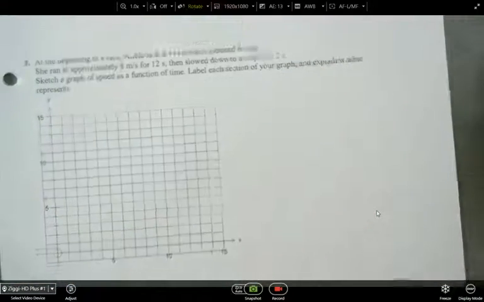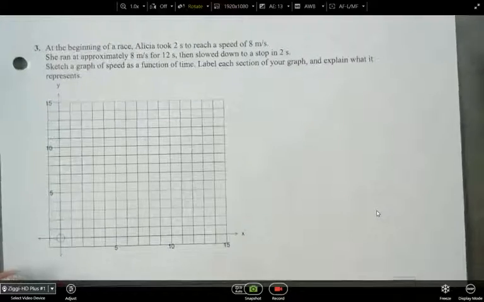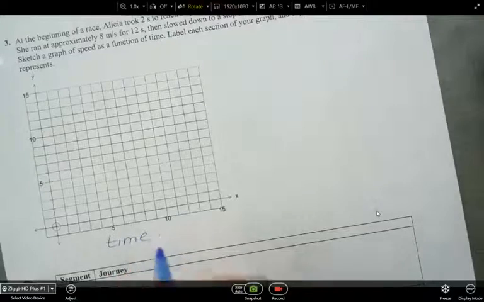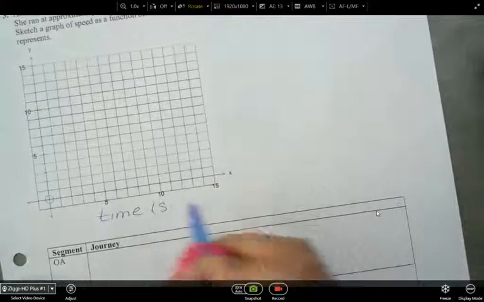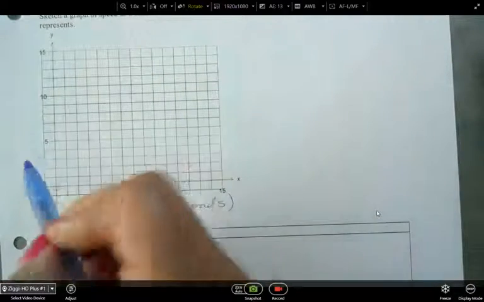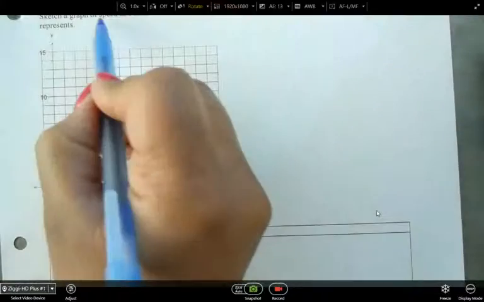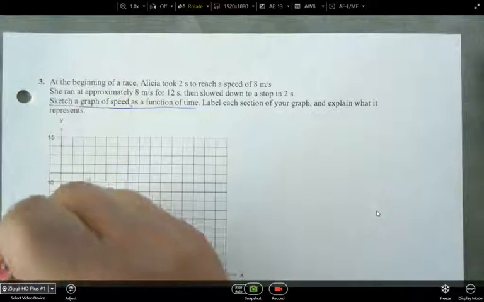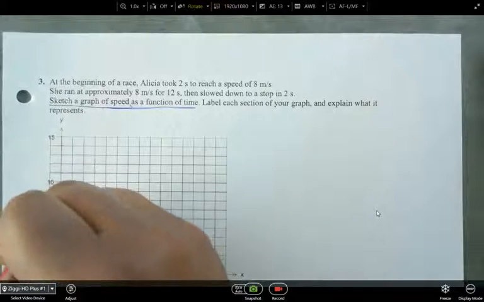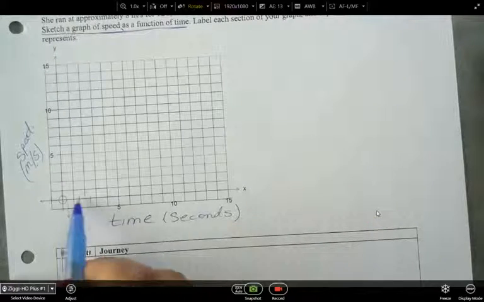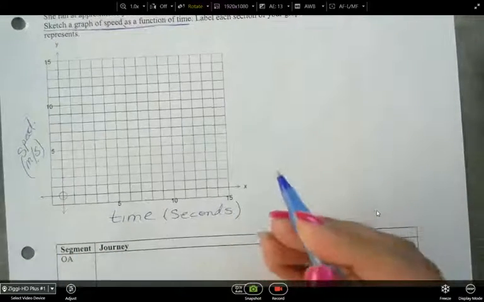So what am I graphing? What's on my x-axis? What's on my y-axis? What goes down here? So this is time in what unit? Seconds. And what is this going to be here? Sketch a graph as, right here, it tells you right here, speed. Okay, so this is going to be speed. And what are the units for speed? Meters per second. Okay, so we've already got the numbers on our graph, right? Our scale is already done for us.